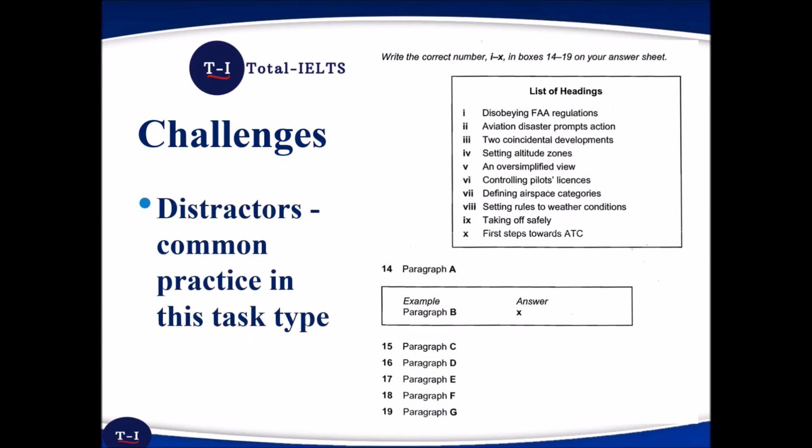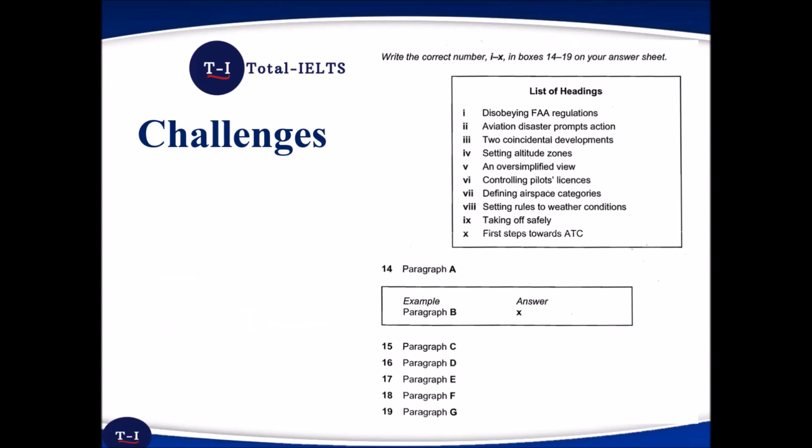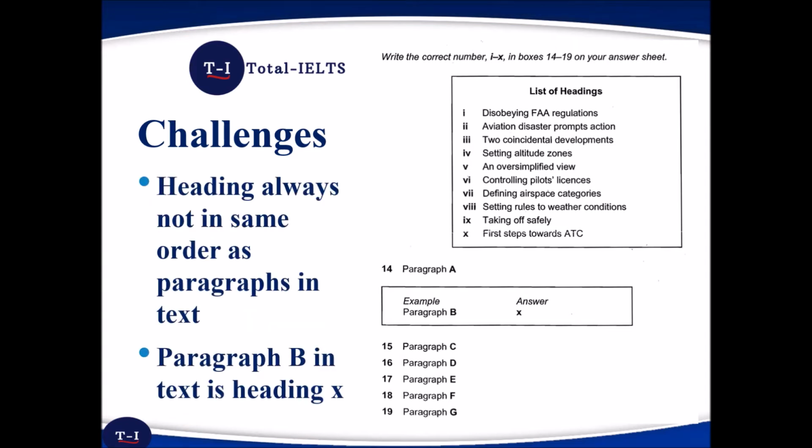Another challenge is the use of distractors. This is very common in this task type, and we will look in more detail at this later. Headings also are never in the same order as the paragraphs in the text. For example, paragraph B in the text is actually heading 10.